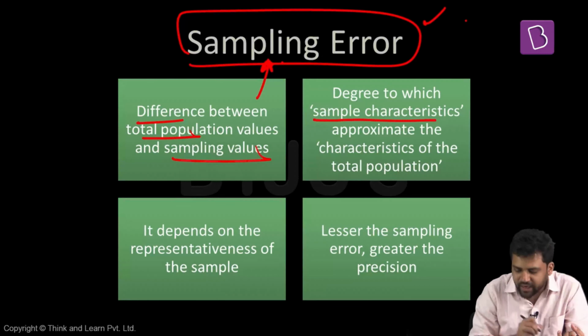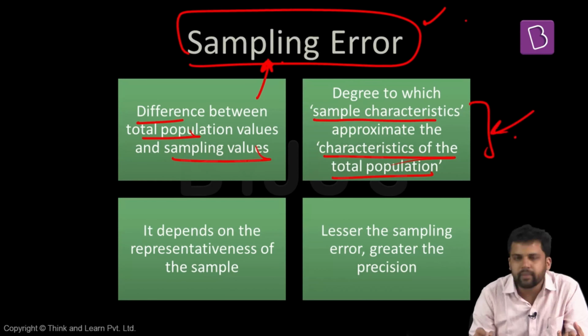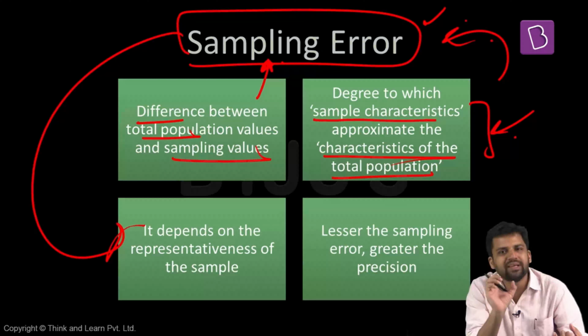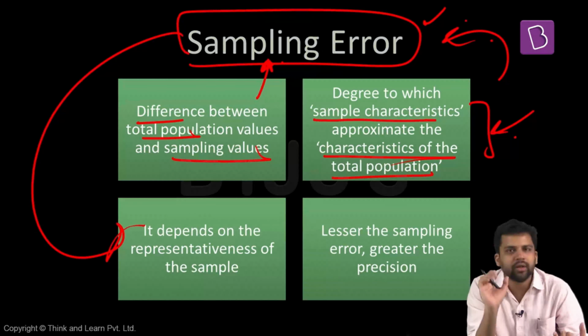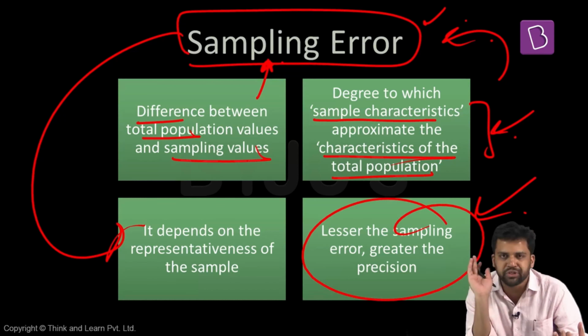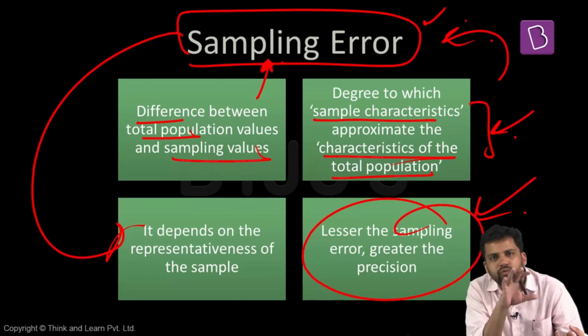So if there is variation between the sample characteristics and the characteristics of the total population, it is called sampling error. Indirectly, if sampling error is less, that means the sample is more representative of the entire population. If sampling error is more, that means the sample you have taken is not that representative of the total population. So we need to minimize the sampling error so that our sample is more or less reflective of the entire population. Lesser the sampling error, greater is the precision. But one thing has to be noted: the degree of representativeness of a sample is dependent on sampling error for sure. If you reduce the sampling error, it is more representative.